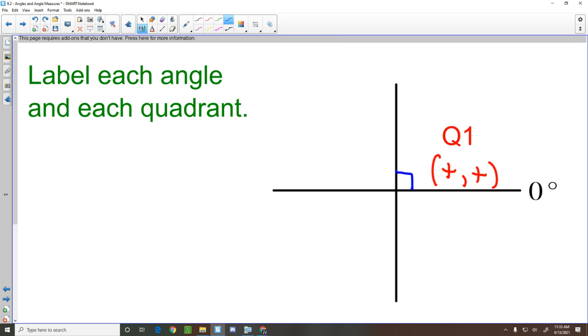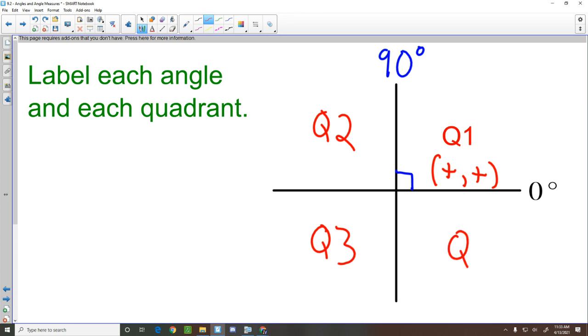Liam, how many degrees is that? 90. Okay, so this is 90 degrees. It's a positive 90 degrees because we're going counterclockwise. You probably all labeled the quadrants first. Hey, what's the quadrant here in the upper left? That's 2, right? This is quadrant 2. Let me use red. Quadrant 2. And then down in the bottom left, that's quadrant 3. Excellent. And then what's left over is quadrant 4.